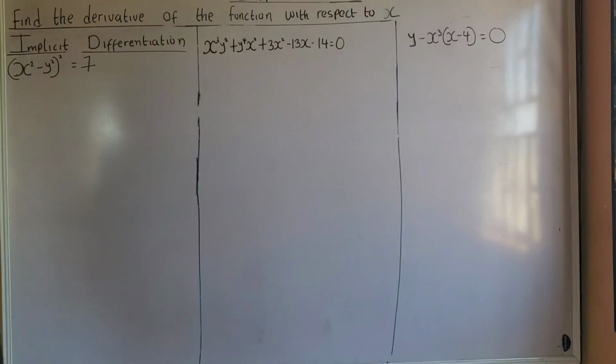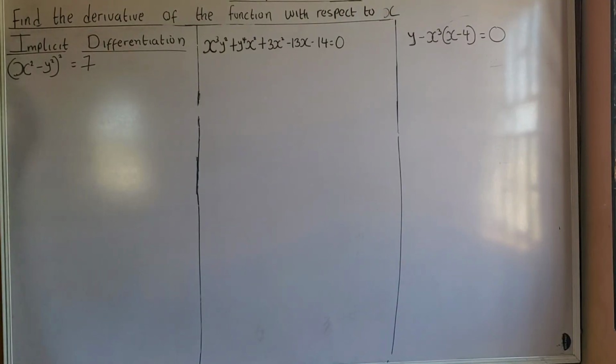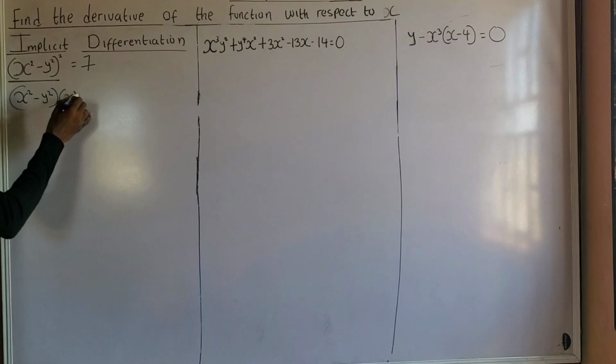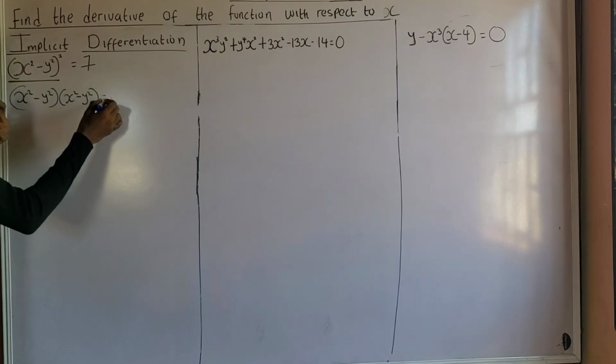Let's consider the question that we have on the board on implicit differentiation. We are asked to find the derivative of this function with respect to x. Okay, let's start with this. In differentiating this function with respect to x, the first step is that let us expand what we have here. I'm going to have x squared minus y squared multiplied by x squared minus y squared equals to 7.